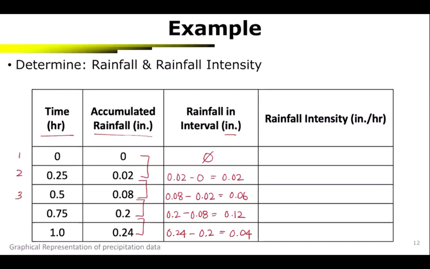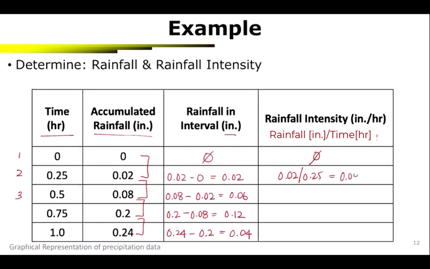The next column is rainfall intensity. So this is basically how much rain we experienced in a time frame of an hour. Okay, so this is a 0 here. And then what we're going to do is take our rainfall interval and divide it by time. And so that's going to be 0.02 divided by 0.25. So I'm going to calculate this with you, and that's going to be 0.08 inches per hour.